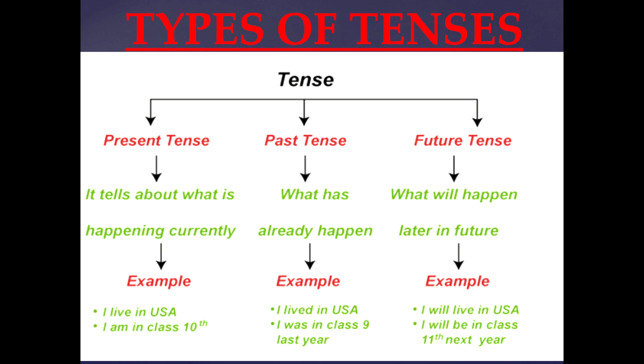In present tense, we can see the example: I live in USA. I am in class 10. This is the present action that is happening currently. And in past tense: I lived in USA. I was in class 9 last year. This denotes the action that has already happened. And: I will live in USA, or I will be in class 11 next year. This is the future action that is going to happen.